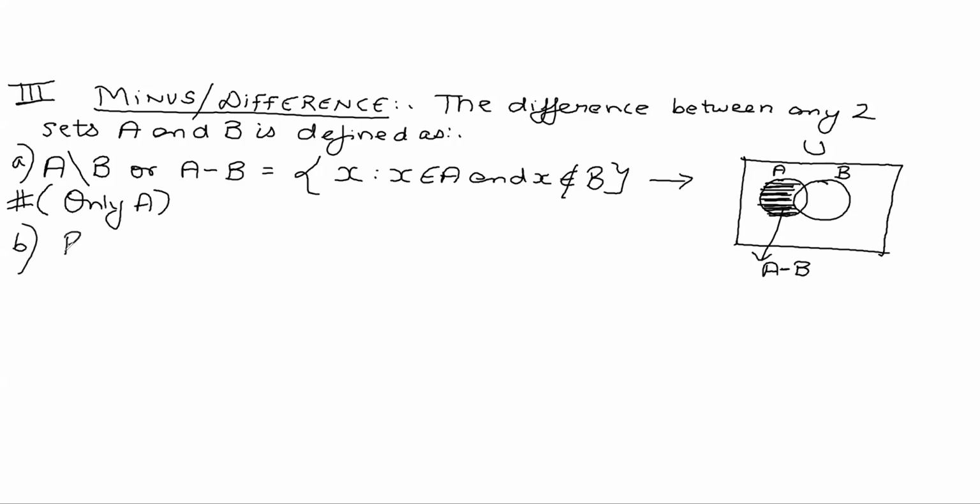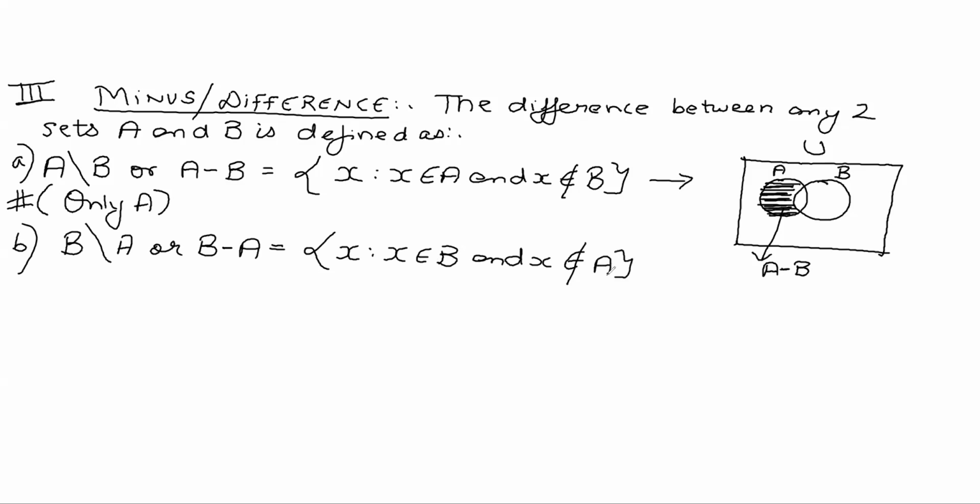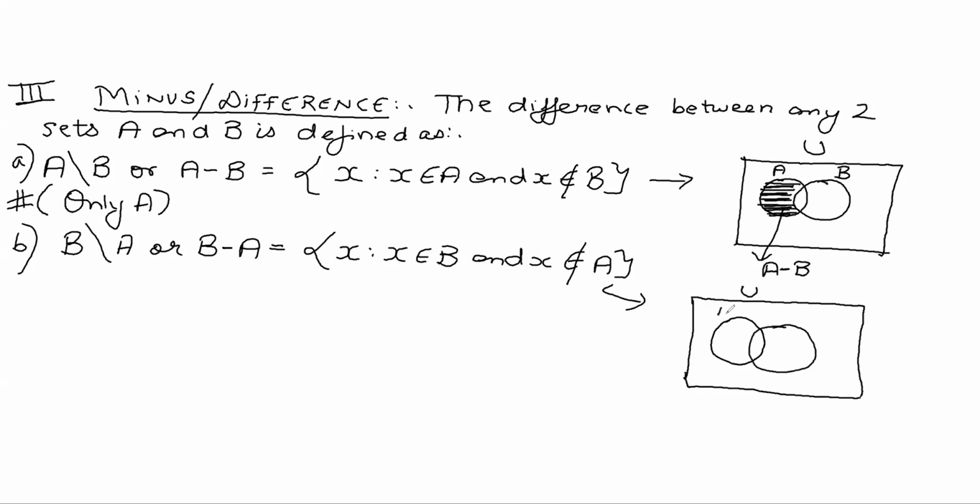Point B, B but not A, or B minus A, is the set of all x such that x belongs to B and x does not belong to A. The Venn diagram for this will be: universal set, only this region will be shaded. This will be B minus A.